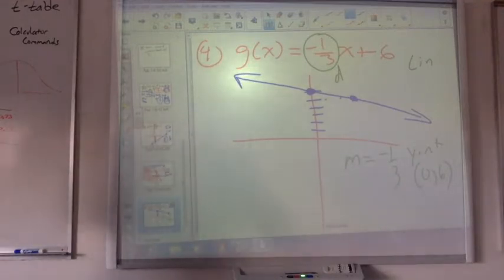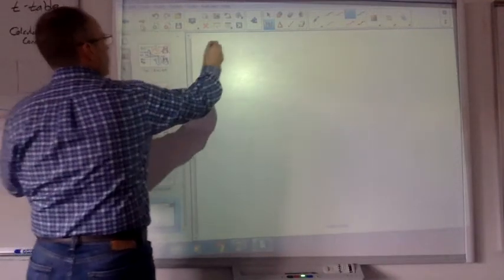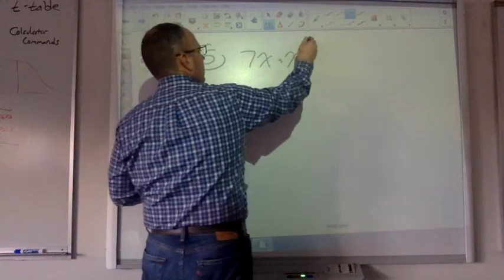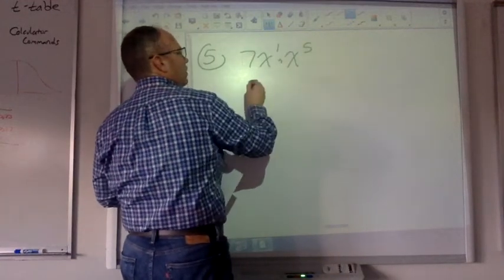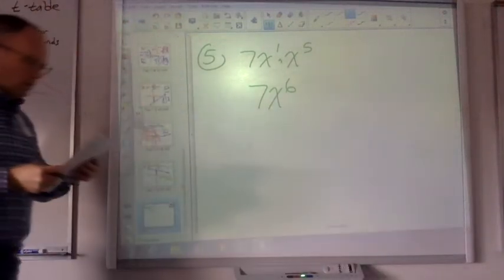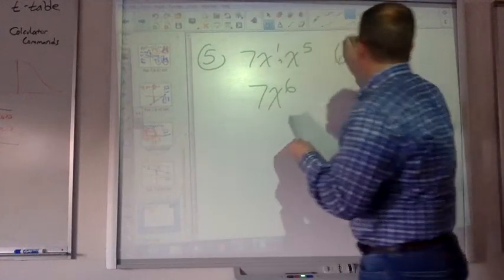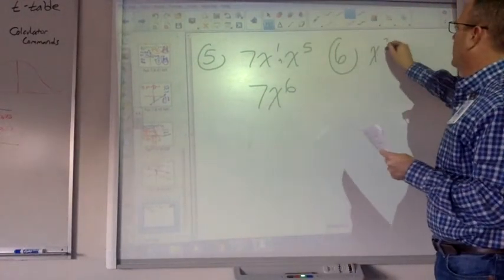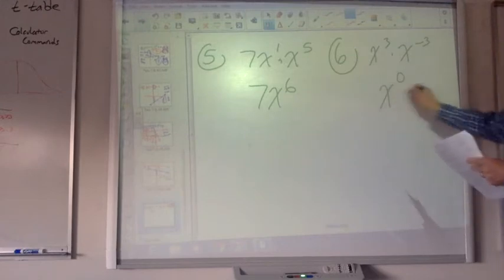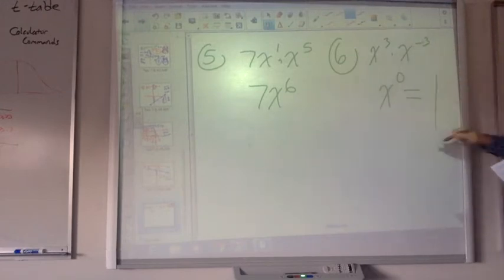All right, number 5. Okay, pay attention to these. 7x times x to the 5th. Like bases, that's x to the 1st. So like bases, add the exponents. There's my answer. Number 6. X to the 3rd times x to the negative 3. Like bases, add the exponents. So you get x to the 0. Something to the 0 is 1.